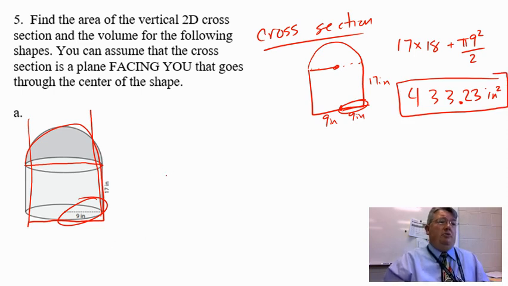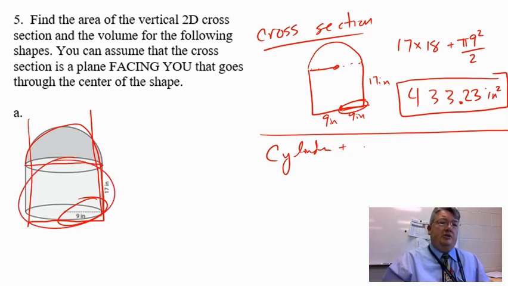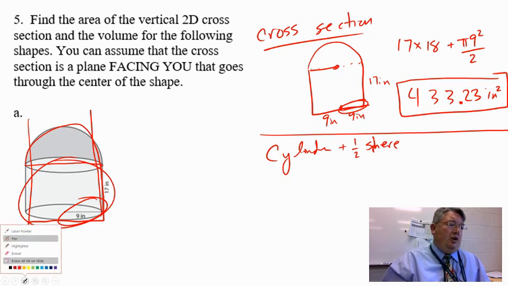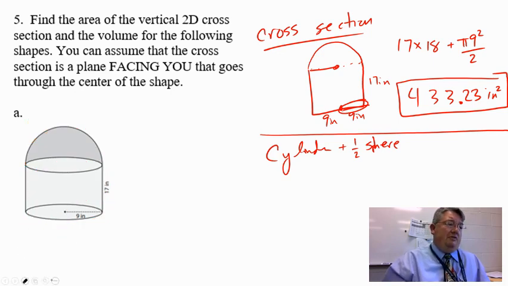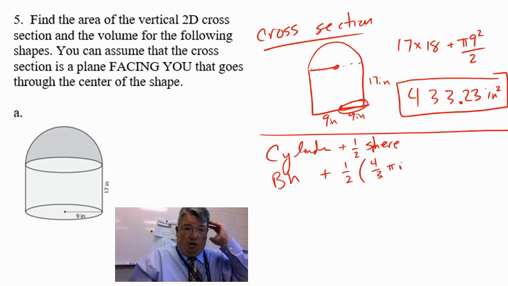Oh, I got to find the volume of that. Well, the volume, it's going to be a cylinder on the bottom, right? The cylinder right here, plus half a sphere, which is spelled S-P-H-E-R-E. Okay, so a cylinder plus half a sphere. Now, the cylinder, the volume is going to be the base area times the height, and this is going to be plus half a sphere, which is 4/3 times pi times r cubed.